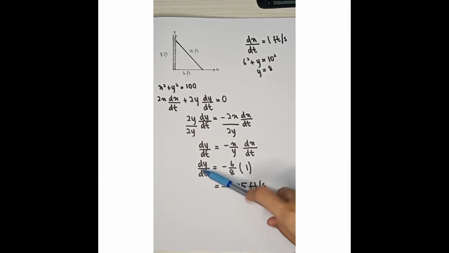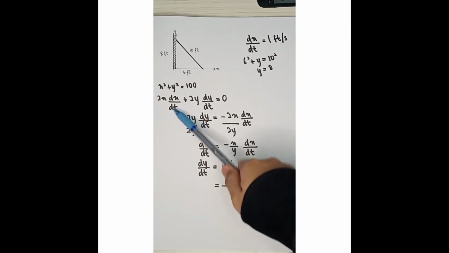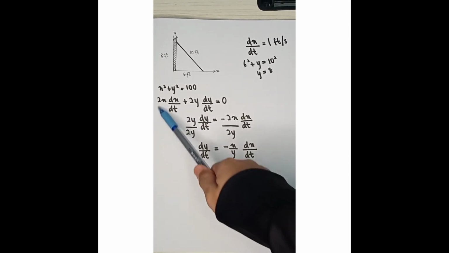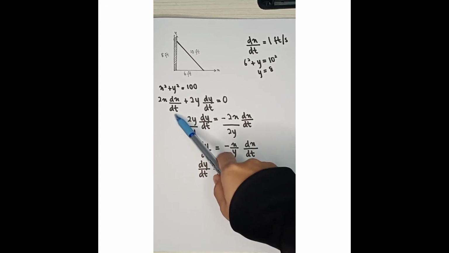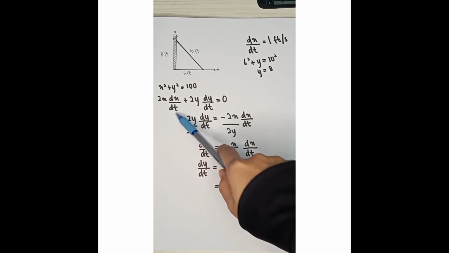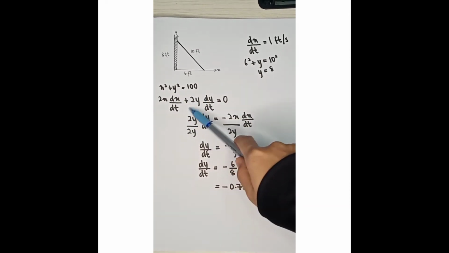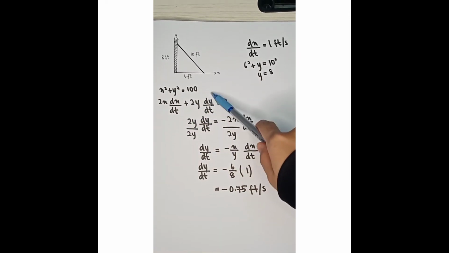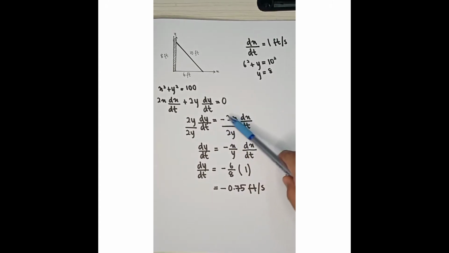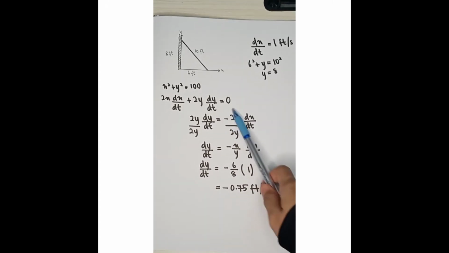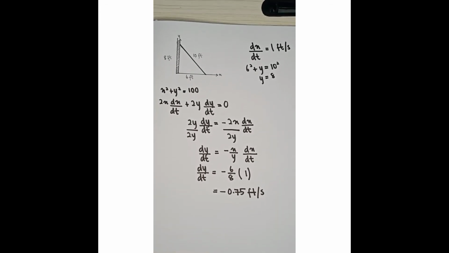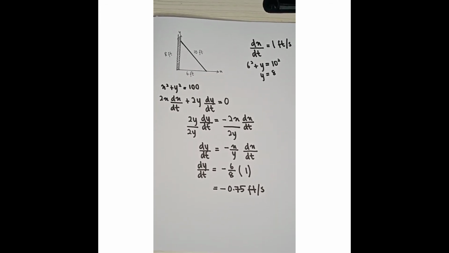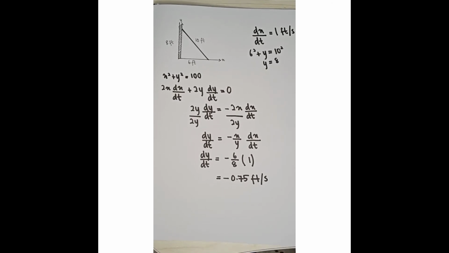So let's differentiate with respect to time. We get 2x times dx over dt plus 2y dy over dt equals 0. On the right, the derivative of any constant will be 0.